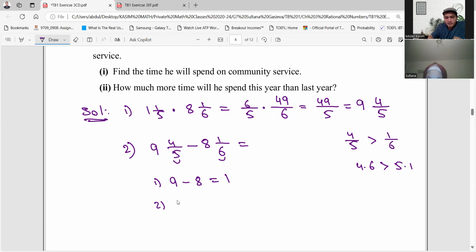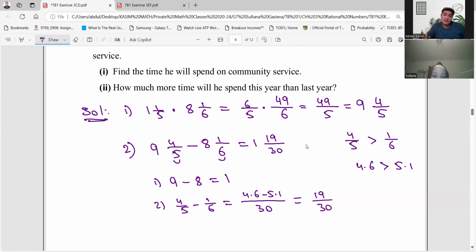Okay, fraction part. That is 4 over 5 minus 1 over 6. So the common factor is 30, right? So here we have 4 times 6 minus 5 times 1, which is equal to 24 minus 5, is 19 over 30, right? So the answer will be that the whole part is 1. Fraction part will be 19 over 30.